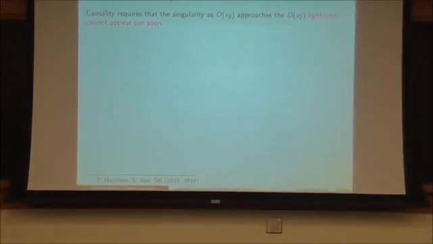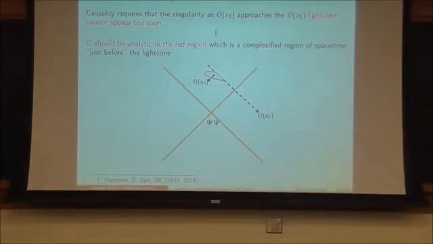You can do some algebra to show that this is equivalent to this statement. G should be analytic in this red region, but this red region is some complexified region of spacetime just before the light cone. And you can show that these two are equivalent. So the correlator G should be analytic in this small region.